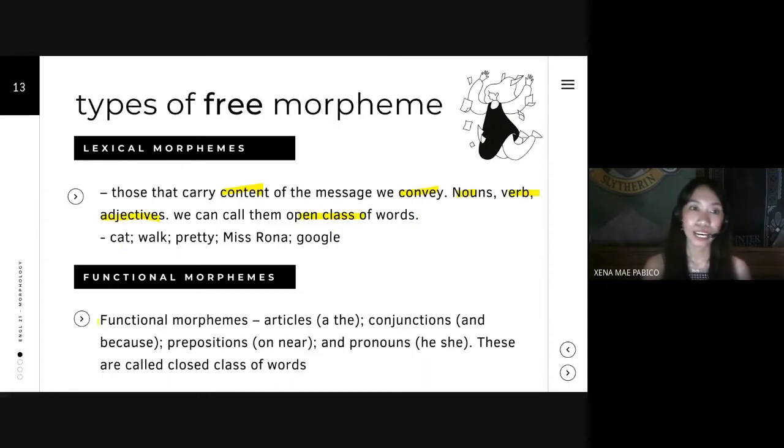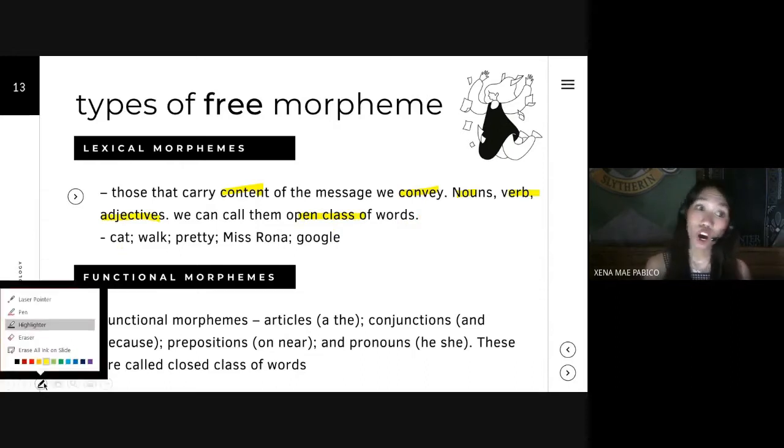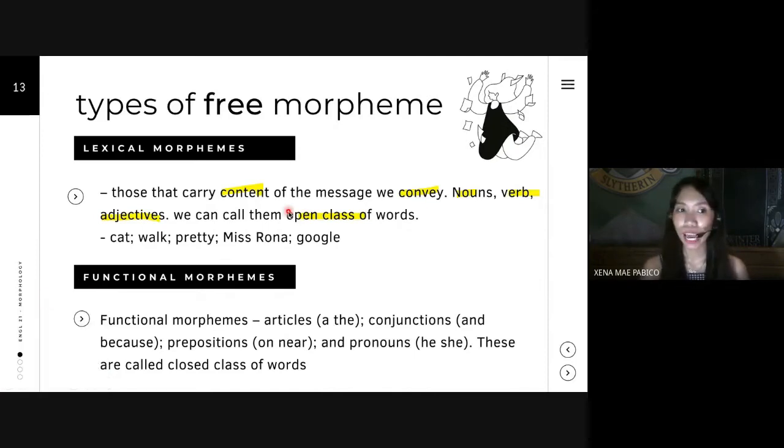Examples of these are cat, walk, pretty, and the very popular neologism Miss Rona for coronavirus, and Google. Google now is a term used to search the internet. Google it. Just Google it like that.